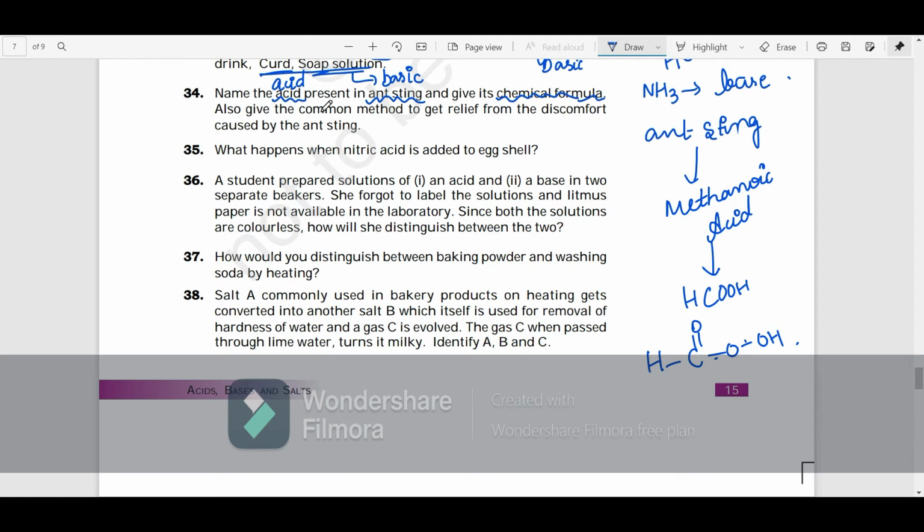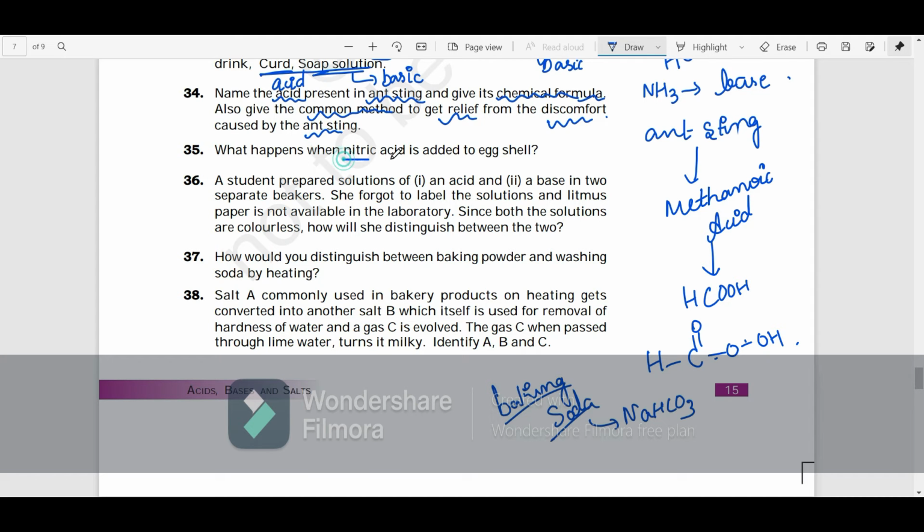Next, also give the common method to get relief from the discomfort caused by the ant sting. How can you get relief from it? You just have to rub the affected area with baking soda, which is NaHCO3. You will have baking soda in your homes, right? So just rub it a little bit and you'll be fine.